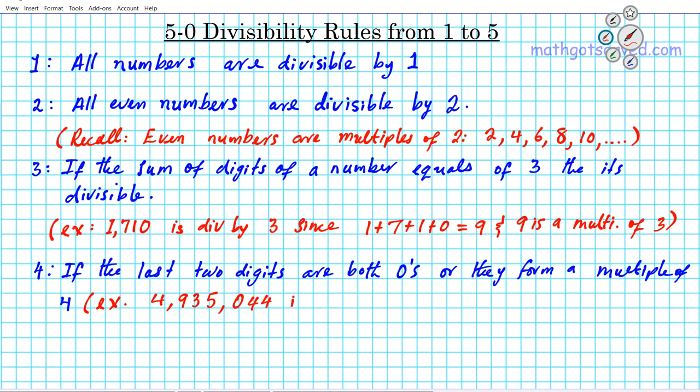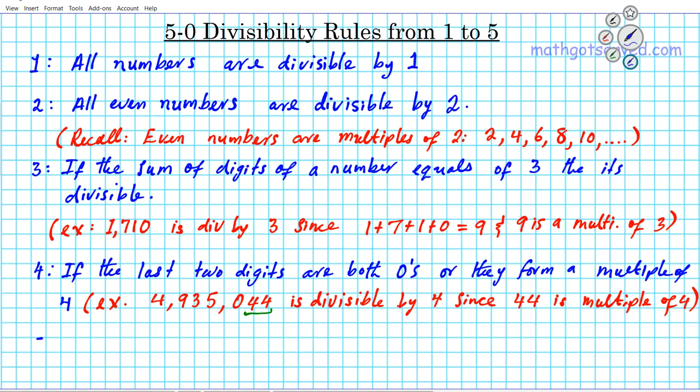So this number right here is definitely divisible by 4. How do we know that? Well, the last two digits is what you focus on. The last two digits are 44. So what do we know about 44? Is 44 a multiple of 4? Absolutely. 44 is 4 times 11. So this number is divisible by 4 since the last two digits, 44, form a multiple of 4. You see, we didn't even have to divide to determine divisibility by 4. That's the beauty of these rules.